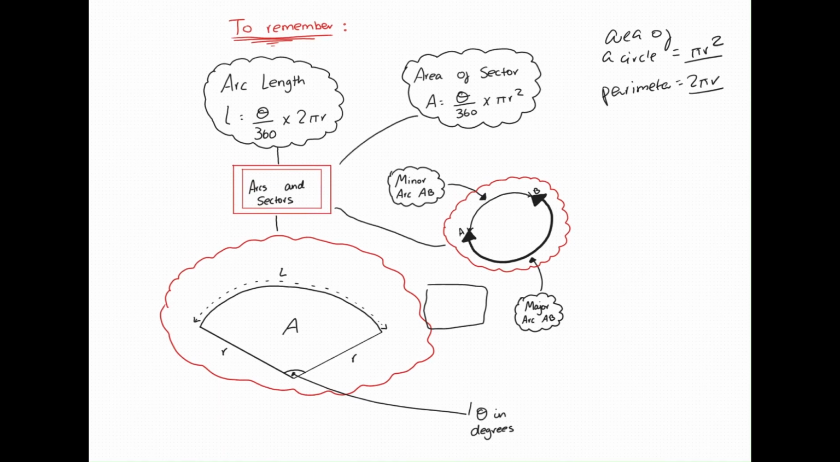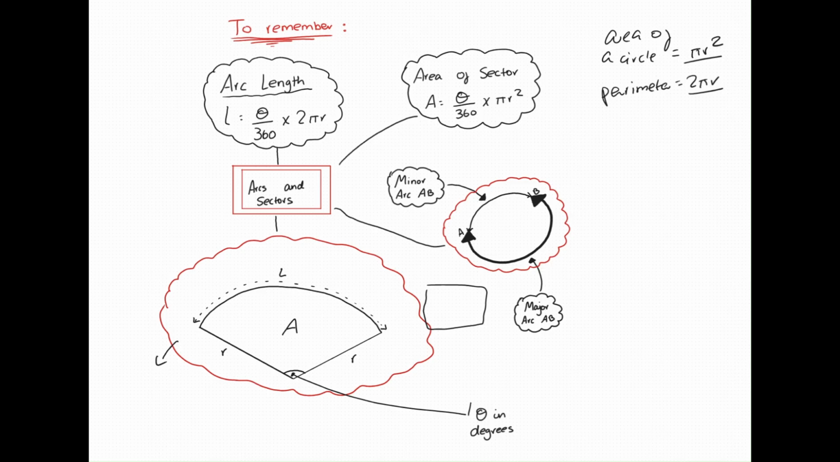Looking at arcs and sectors, in this case, L would be the arc length, while R is the radius, and this is the angle theta, which you call in degrees. To work out the arc length, L equals theta over 360 times 2 pi r. As you're not trying to find an area but a length, you use the perimeter. If we're trying to work out the area of the sector, you do the same thing, theta over 360, but you multiply it by pi r squared.